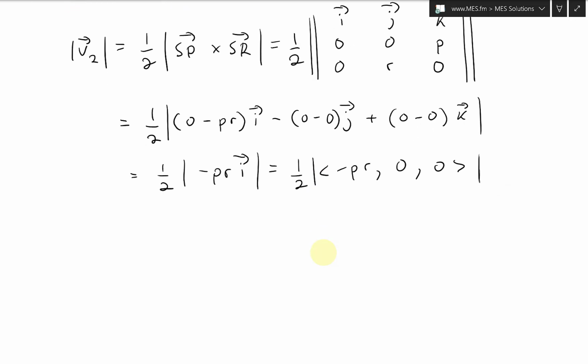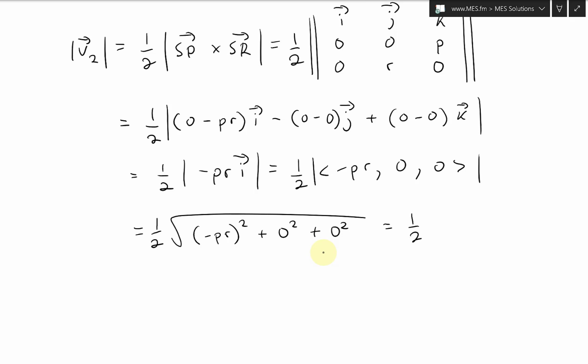And now plug this into the length formula, the square root, and we'll put the 1/2 outside. And then each term squared, so negative PR squared plus 0 squared plus 0 squared. Again, we're dealing with the absolute value sign, so negative PR squared would be positive, and then we're just left with PR, so this will cancel. And it's going to be 1/2 PR, like that. All the other terms go away. So the absolute value is that, or in other words, the length.